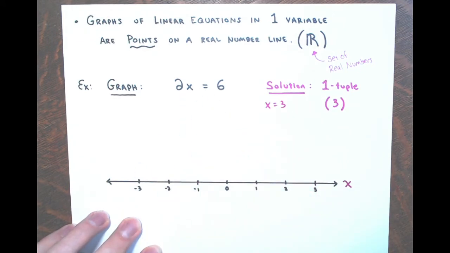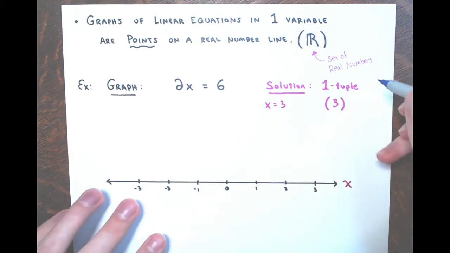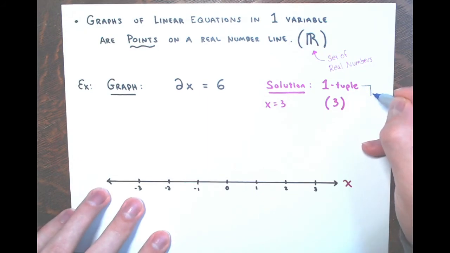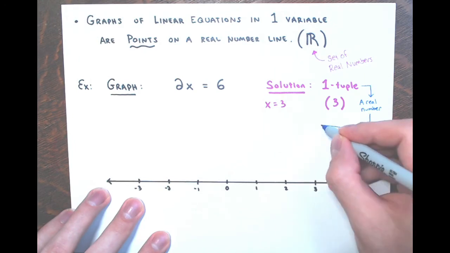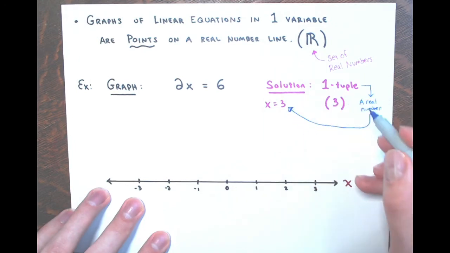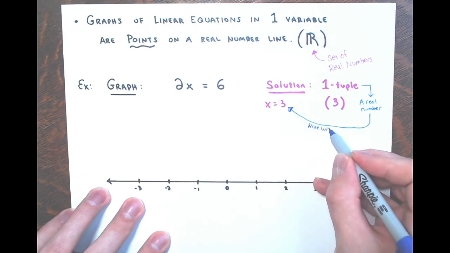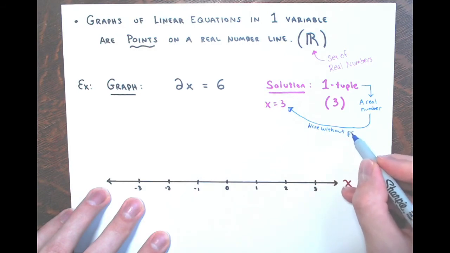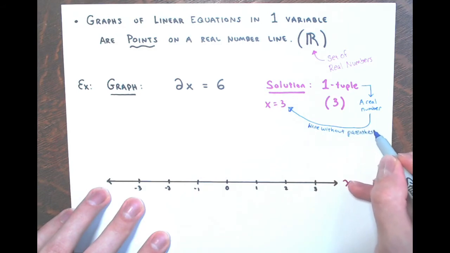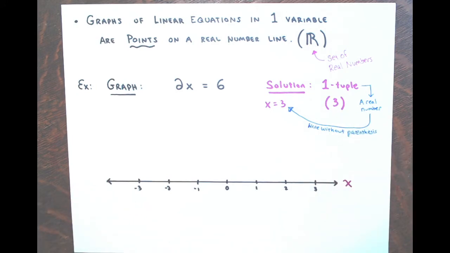It makes it true. Now, a 1-tuple is silly. You don't have to say 1-tuple. A 1-tuple is just a real number. So usually the parentheses aren't needed. You just write it without parentheses, because there's nothing coming after it, nothing coming before it. So there's no need for parentheses around a single number.